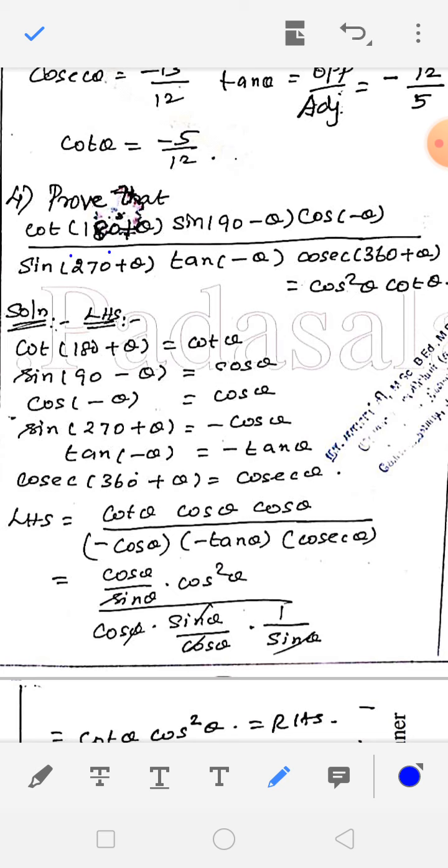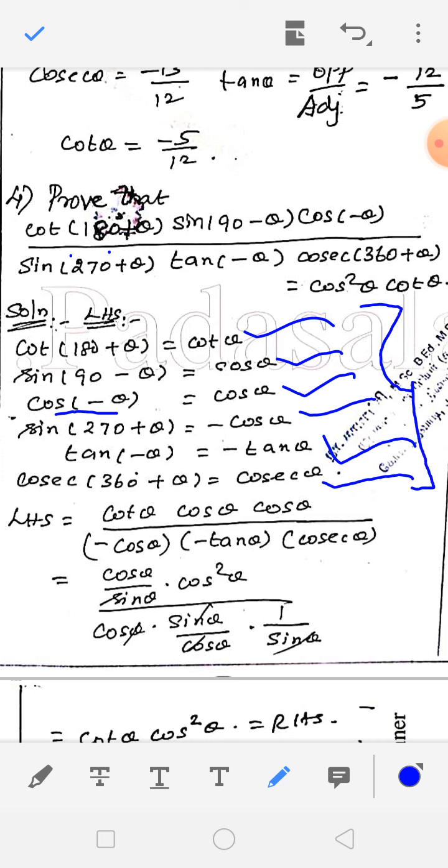Cot of 180 degree plus theta, I can write cot theta. Sine of 90 degree minus theta, I can write cos theta. Cos of minus theta, plus cos theta. Sine of 270 degree plus theta, I can write minus cos theta. Tan of minus theta, I can write minus tan theta. Cosecant of 360 degree plus theta, I can write cosecant theta. So all are properties. If you know a property very well, you can use your own method. Simple one. Directly substitute.